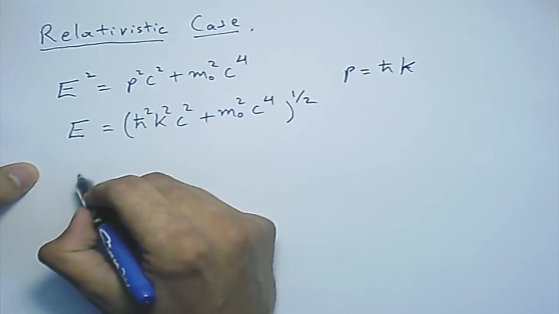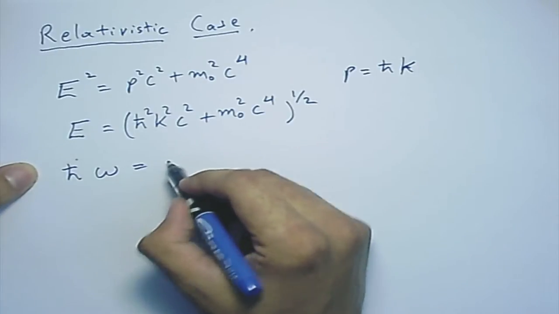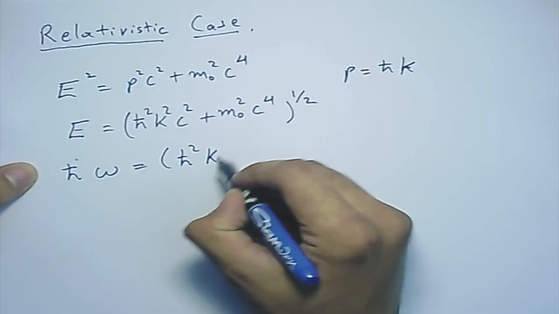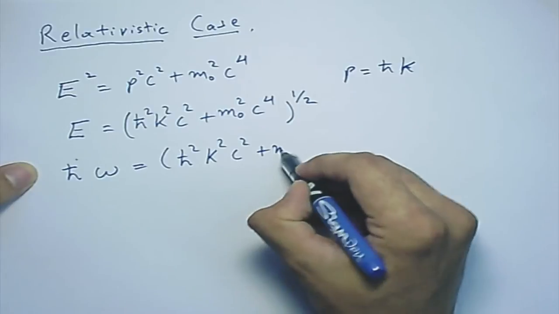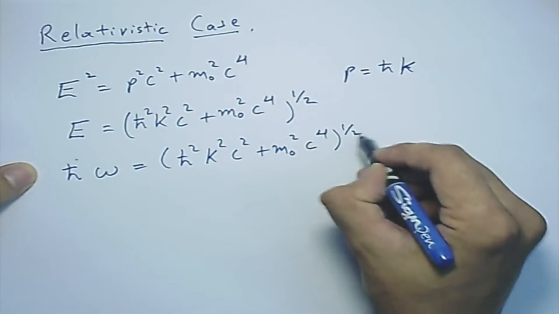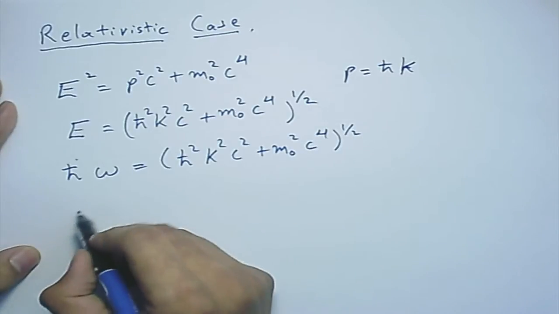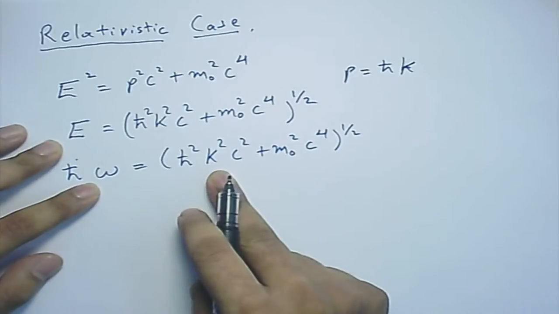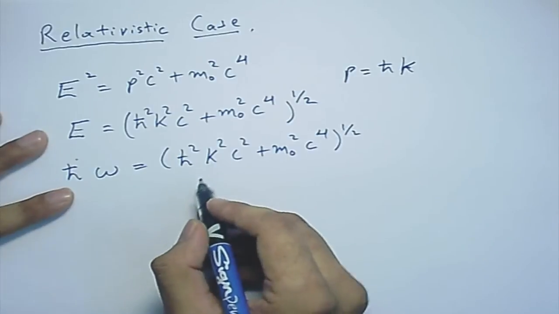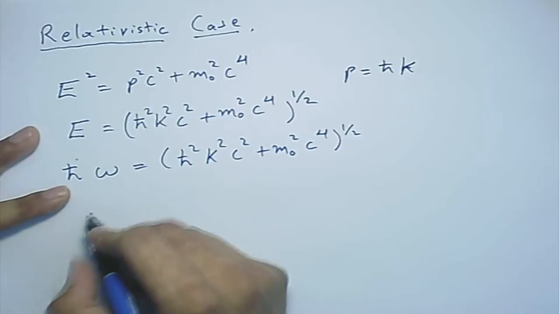So, h cross into omega is equal to h cross squared k squared c squared plus m naught squared c raised to 4, all raised to the half. And now just finding the phase and the group velocities would be simple. We have an omega and k relationship. You can just divide omega by k to find the phase velocity, and we can differentiate omega with respect to k and find the group velocity.